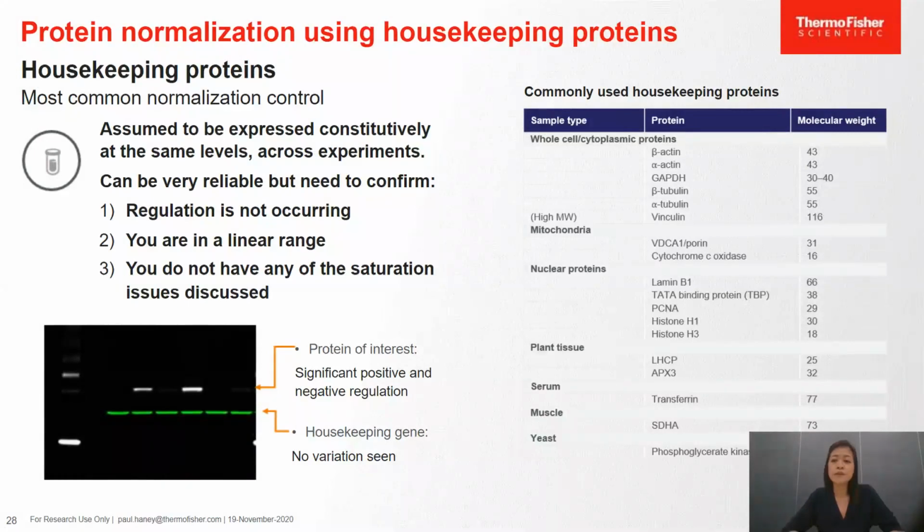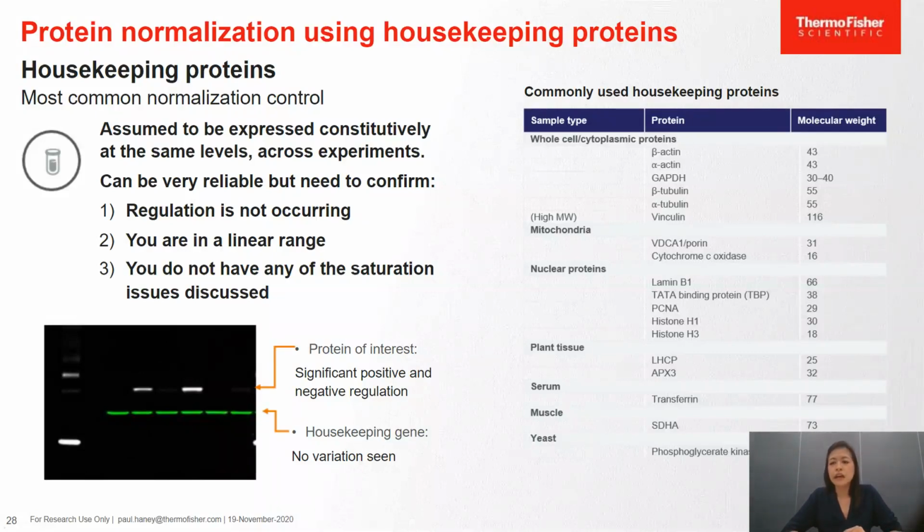Housekeeping proteins are the most commonly used normalization control. In the table on the right, you can see some commonly used housekeeping proteins such as actin, GAPDH, and tubulin. Housekeeping proteins are assumed to be expressed constitutively at the same levels across experiments.